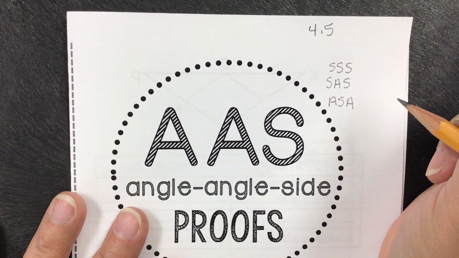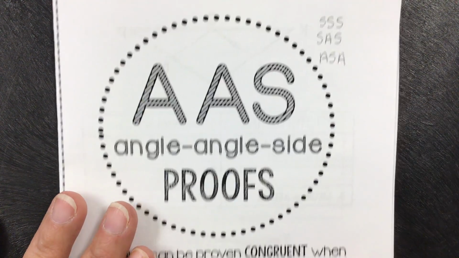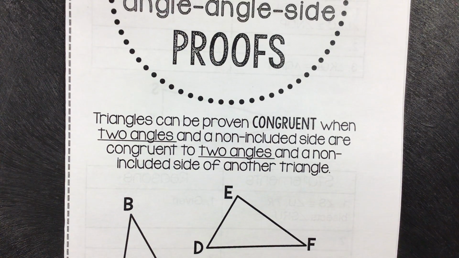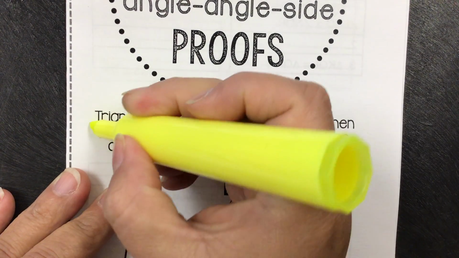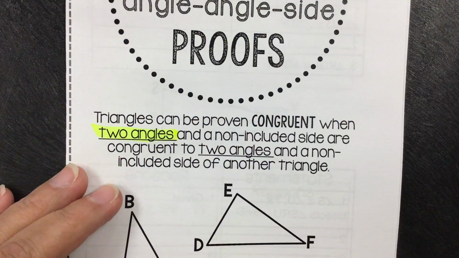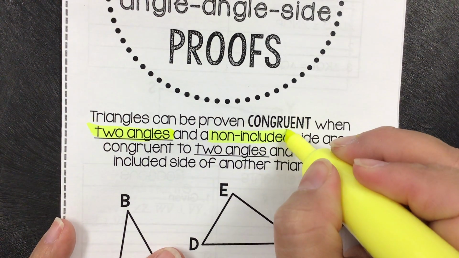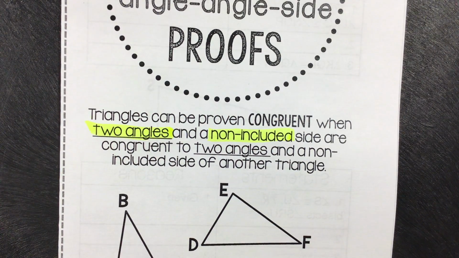Now we have angle angle side. What we're looking at for angle angle side is that we have two consecutive angles. Two consecutive means next to each other. And non-included side means that the side is not between them.